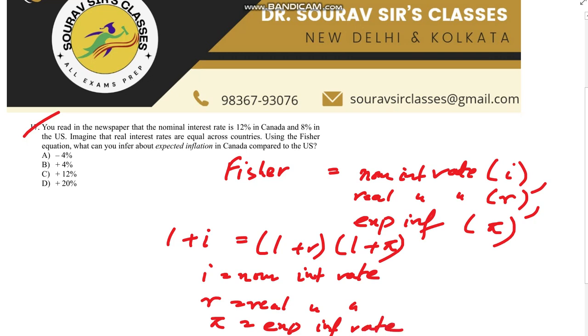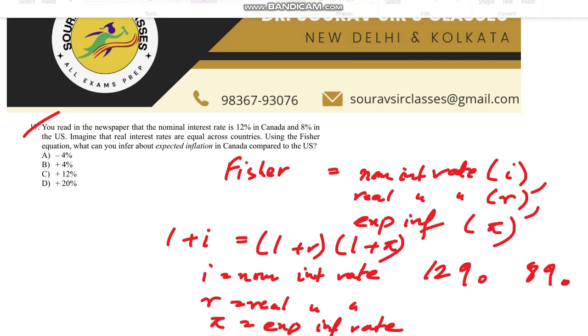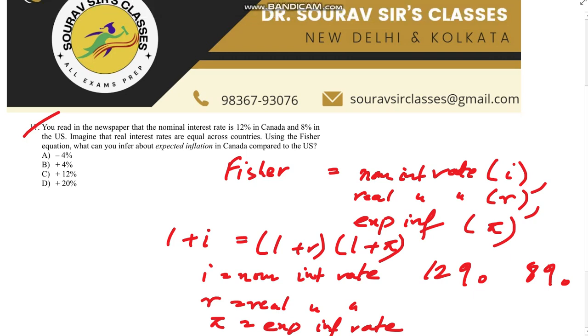So nominal interest rate in Canada is given as 12% and nominal interest in the US is given as 8%. Now, in the Fisher equation, since the real interest rates are the same, we can compare the expected inflation rate from here by the difference in nominal interest rate. So we can write R plus pi for Canada, and similarly for the USA we can find R plus pi for the US.